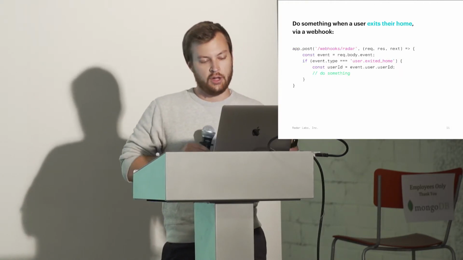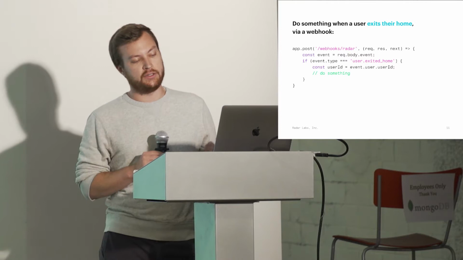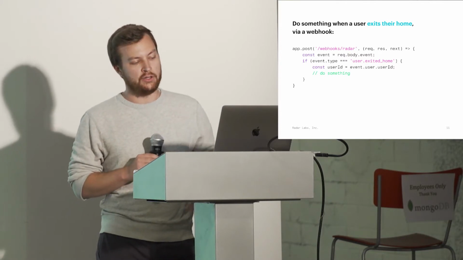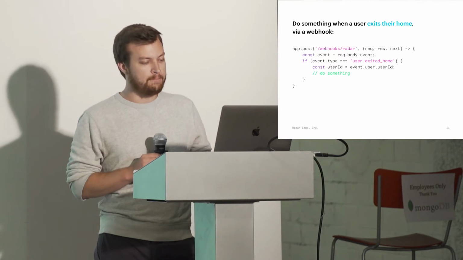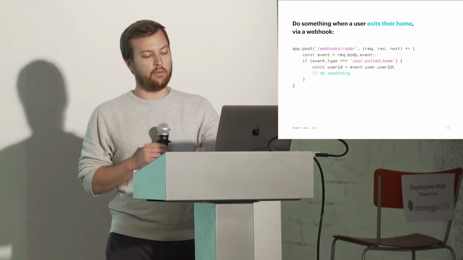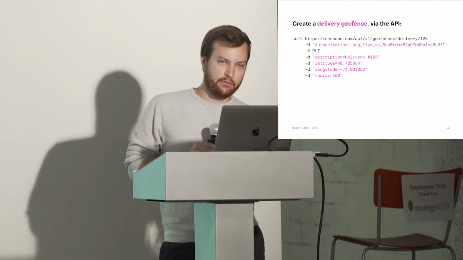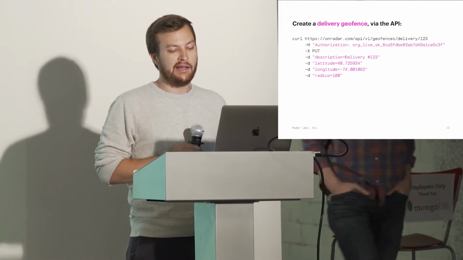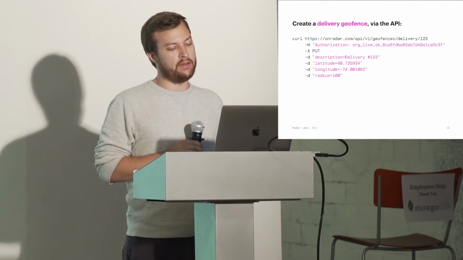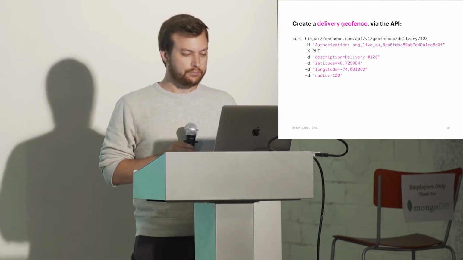Say you want to set up a webhook that will listen for the user exiting their home. You just add a webhook in Radar, check the event type. You can pull the user ID from the event and do whatever you want with that. Or maybe you're building a delivery app and you want to dynamically create geofences whenever a delivery is scheduled. Again, you can just hit our API, pass in whatever metadata you want, and set up a geofence.